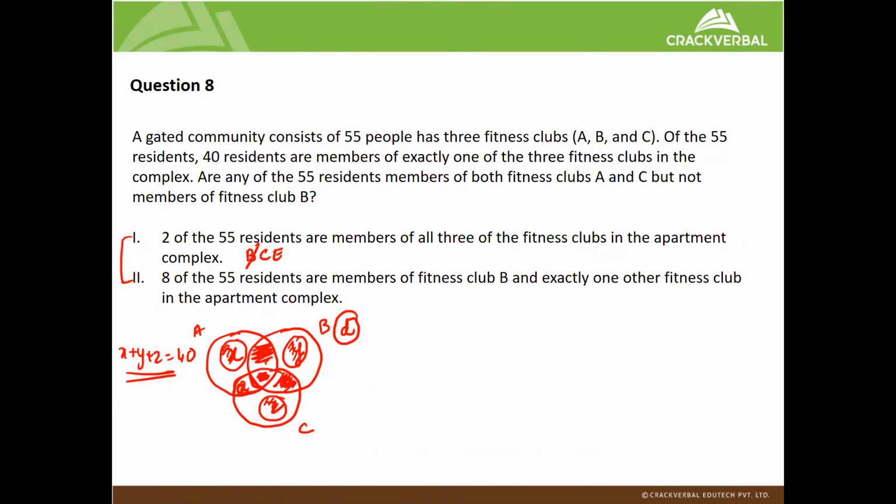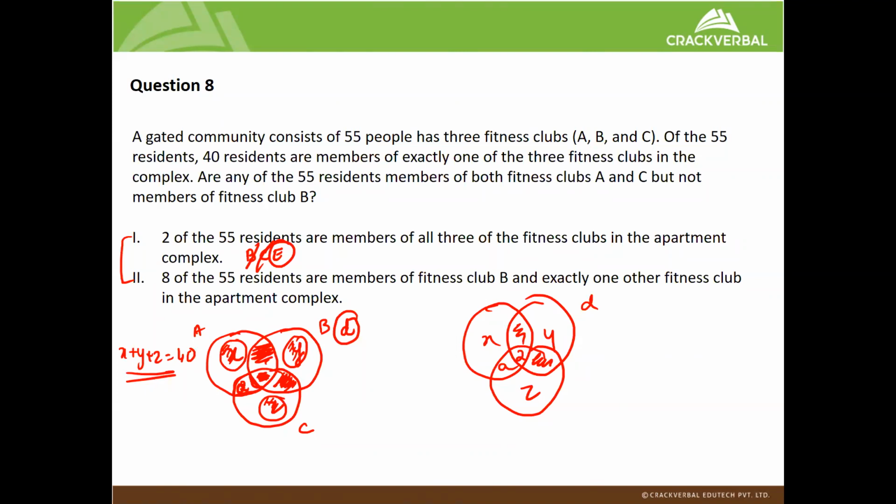Now let's combine the two statements. Now if I combine the two statements, I have X, Y, and Z to be 40. I have this region plus this region to be 8. And I also have the overall intersection to be 2. So if X plus Y plus Z is 40, 40 plus 2 is 42, 42 plus 8 gives me 50. Now remember, I still have 2 regions to work with. I still have 5 people to work with because X plus Y plus Z plus 2 plus 8 is 50. So I can distribute the 5 people as 5 and 0 or 0 and 5. So again, this region A can have some value, need not also have some value. So the answer here has to be E.